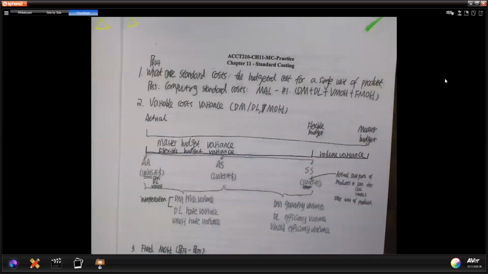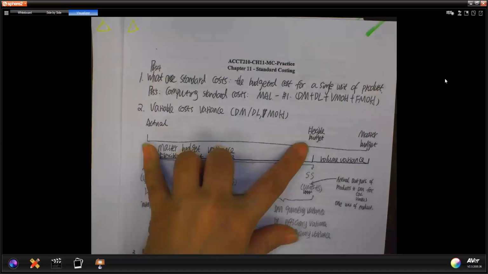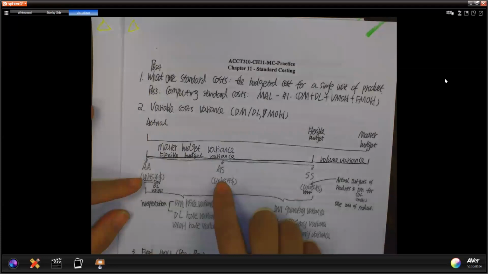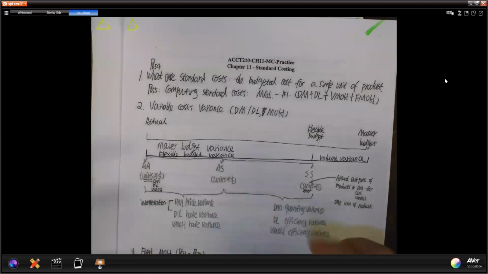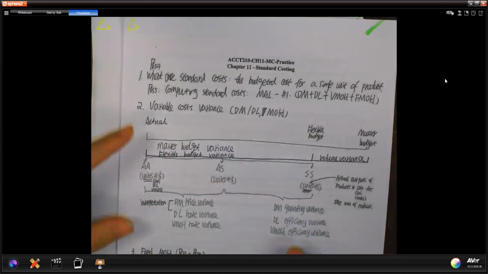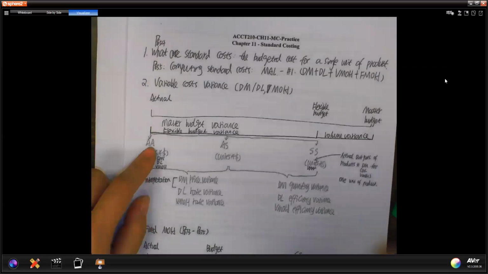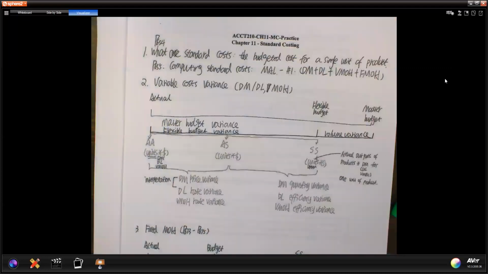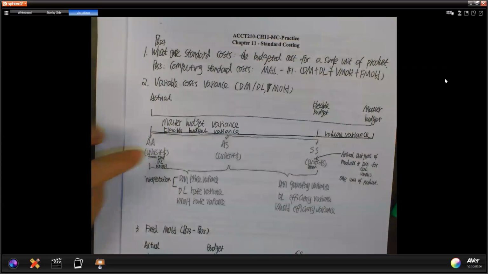Chapter 11 breaks down our flexible budget variance into two parts, price variance and quantity variance, or different names. The first is about the dollar. The second is about the quantity, the units number. So for each overall number, you have to use your units, use the quantity, use the machine hour, use the labor hour.